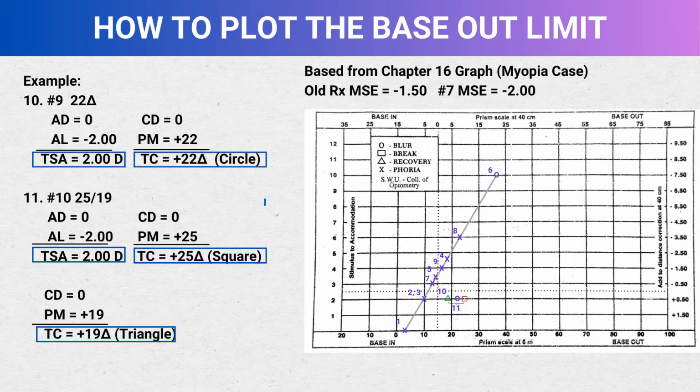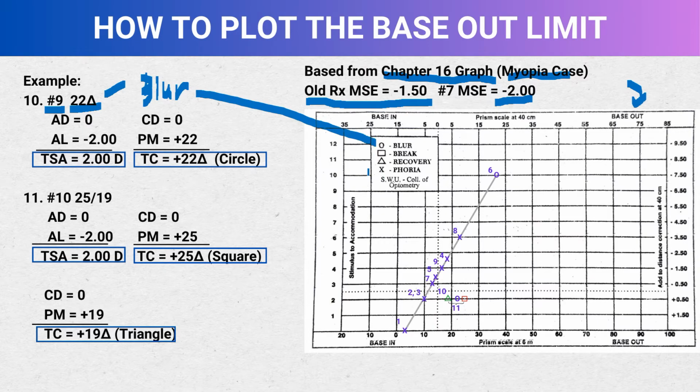Now, let's have an example. So this chart here is actually based from chapter 16 graph, which is a myopia case. So according to that data, we've gathered all the RX MSE, which is equivalent to negative 1.50. And number 7 finding nato na MSE is negative 2. So here we have our number 9 is equal to 22 prism. Unsa maning number 9 nato? This is our blur test.